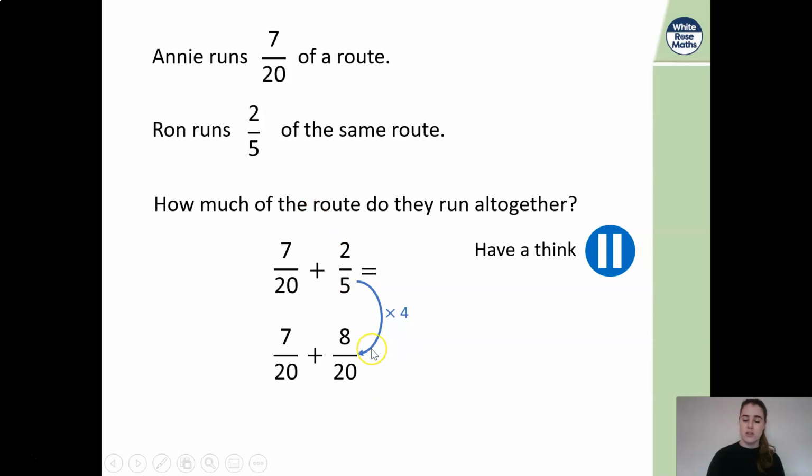So it's going to give me 8/20. All I need to do is then add them together. And that gives me 15 out of 20. Now, can I see any other common numbers that I could match from that one as well? Well, yes, I can get 5s because 5 goes into 15 and 5 goes into 20. So 5 goes into 15 3 times and it goes into 20 4 times, which means that that is equivalent to 3/4. So between them, they run 3/4 of that entire route together.